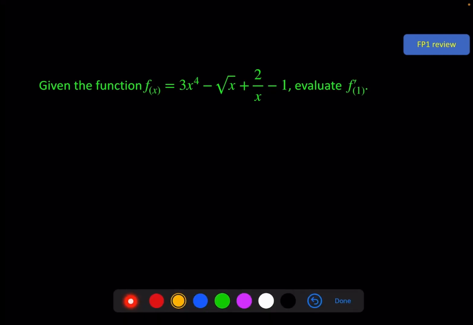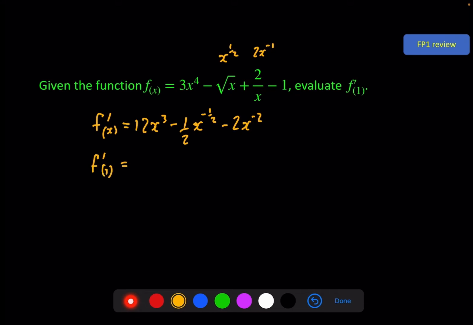To evaluate the derivative at 1, obviously first we need to differentiate this function. And we do that in the usual way. 12x cubed. Remember, square root of x is x to the power half in index form. And 2 over x is 2x to the minus 1 in index form. And the constant differentiates to 0. Now we're ready to evaluate this at x equals 1 by putting 1 into the derivative, which in this case is just 12 minus a half minus 2, which is 9.5.